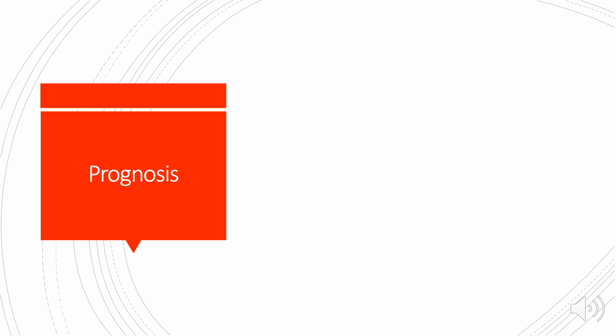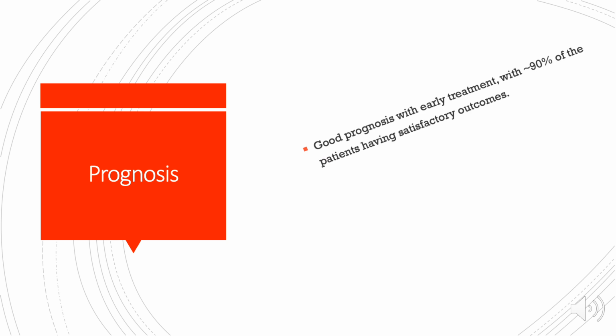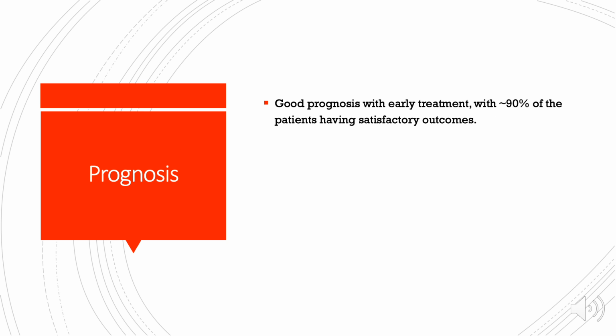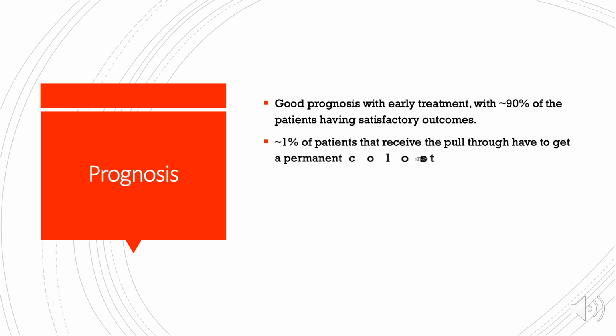Prognosis for this disease is very good. Approximately 90% of the patients that receive the surgery have satisfactory outcomes. The biggest issue usually is the diarrhea that can occur afterwards, which was discussed on the last slide. Approximately 1% of patients will have issues and will have to get a permanent colostomy following the surgery.